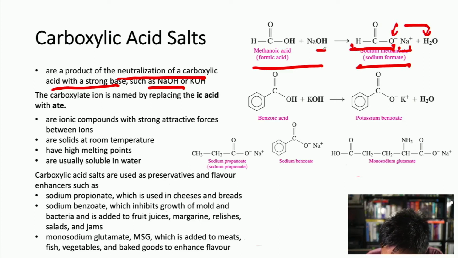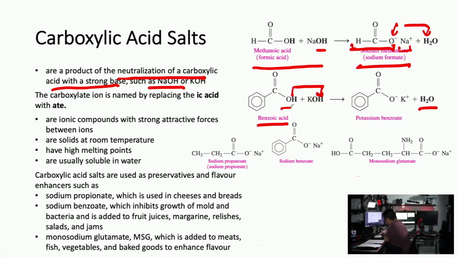Same thing happens to benzoic acid. The hydrogen from the benzoic acid comes over here, joins up with the OH, hydroxide of KOH, potassium hydroxide. It makes water, leaving behind a negative charge on the benzoic acid, so that's the benzoate ion, with the potassium ion, both ionic compounds now, right? We have a couple more examples of that down here.